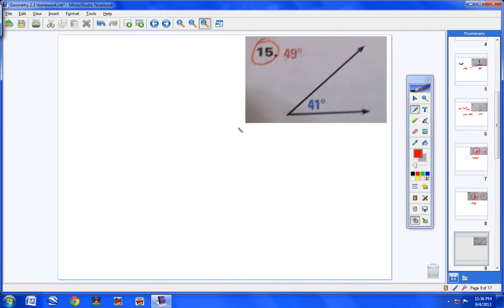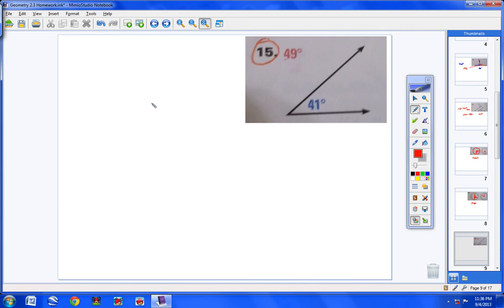All right, number 15, the question says this: find the measure of the complement of the given angle. So you see the answers right here. They give you this angle in the book, 41 degrees. They're asking you, what's the measurement of the other angle that would make this angle be complementary?